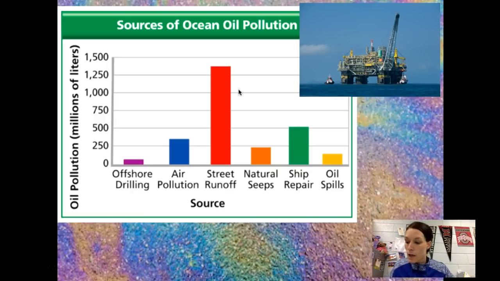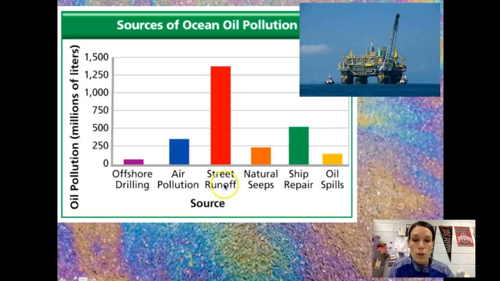All right, this graph is on page 9, the same page as your notes, right below it, and you have some questions there. This is a picture of an oil rig. This is what they're doing for the offshore drilling. So when you look at this bar graph and you see offshore drilling, that's what they're doing: offshore drilling for oil and natural gas.